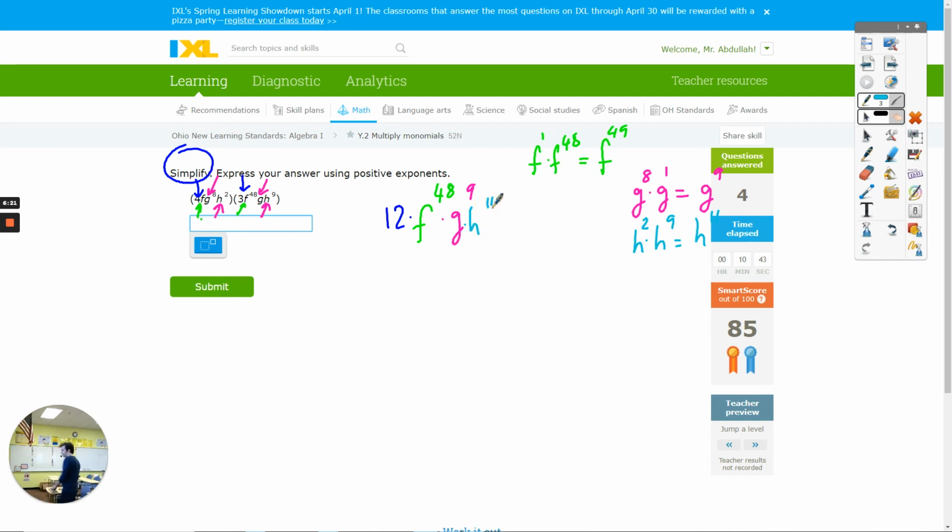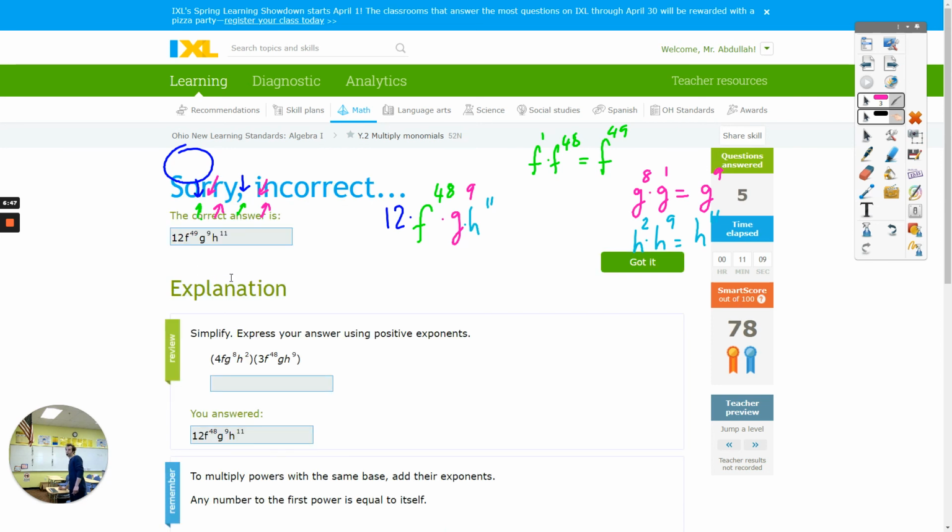So now, make sure you don't mess up with the powers when you type your answer. 12 times F, and then we need a power of 48. And then go down and put G. Use your arrows to go down to the power of 9. And then again, I am using the right arrow. And then H to the power of 11. What's the answer? What did I do wrong?